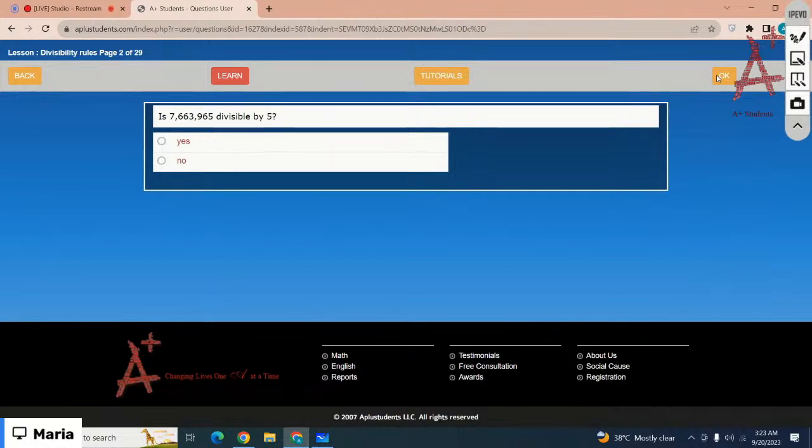Is 7663965 divisible by 5? Yes or no? We have done the divisibility rule for 5. Is it divisible by 5? The divisibility rule for 5 is the last digit must be 0 or 5. So here the last digit is 5. So it is divisible by 5. The correct option is yes, right?